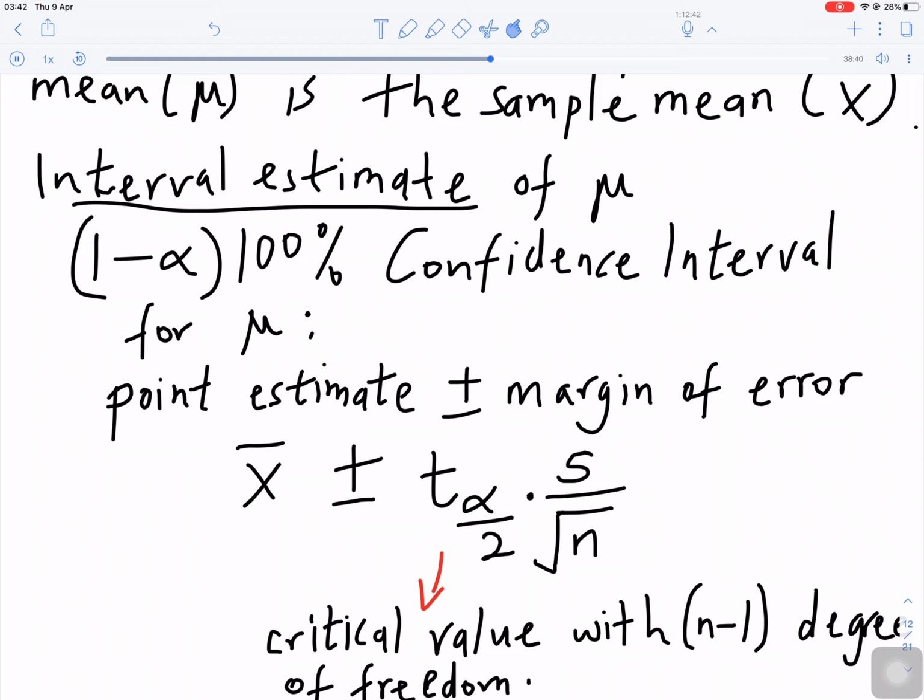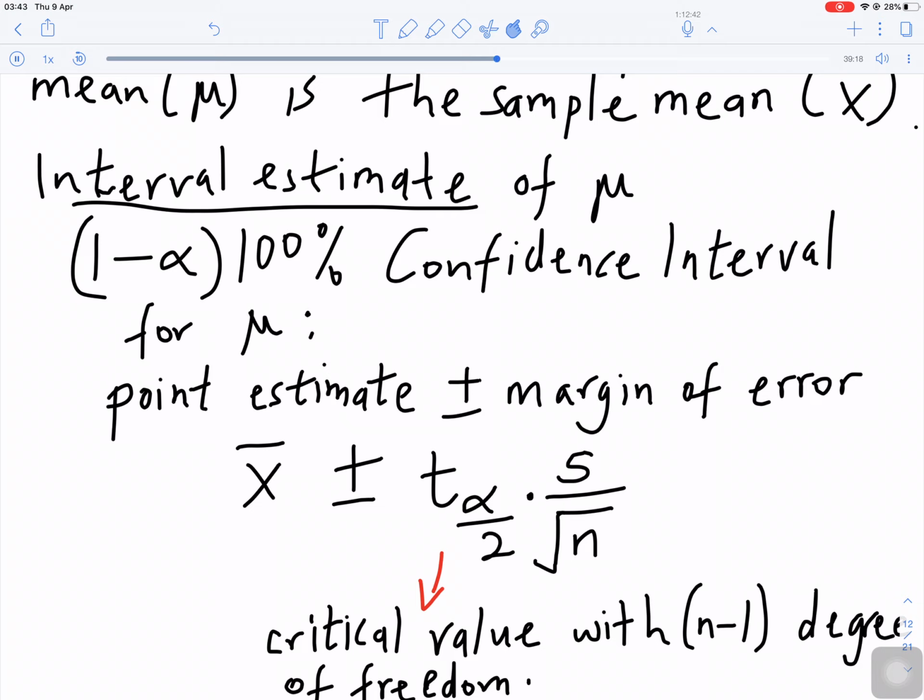For instance, with a 95% confidence level, what that means is that if I take my samples 100 times and make an interval each time, then 95 of those intervals will contain the true population mean. Because 95 out of the 100 will give me an interval that contains the population mean, we call that a 95% confidence interval.